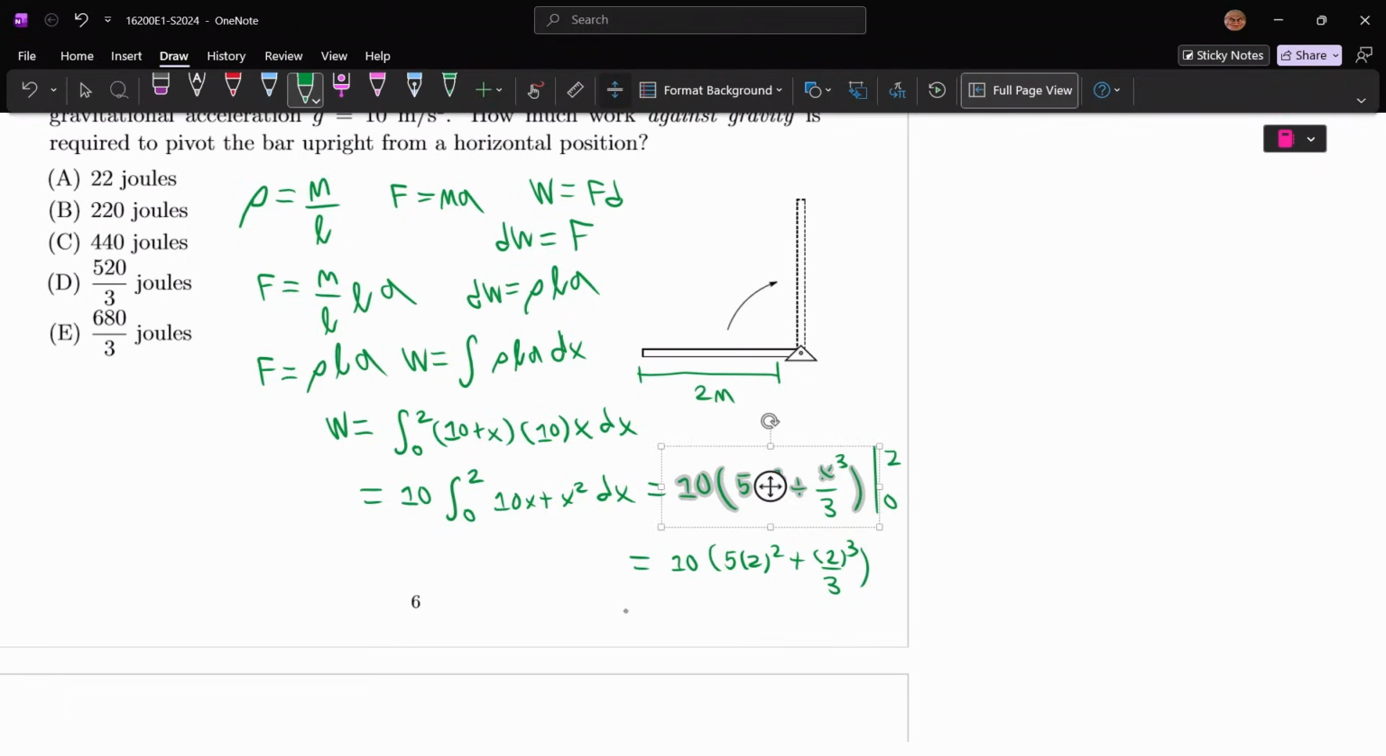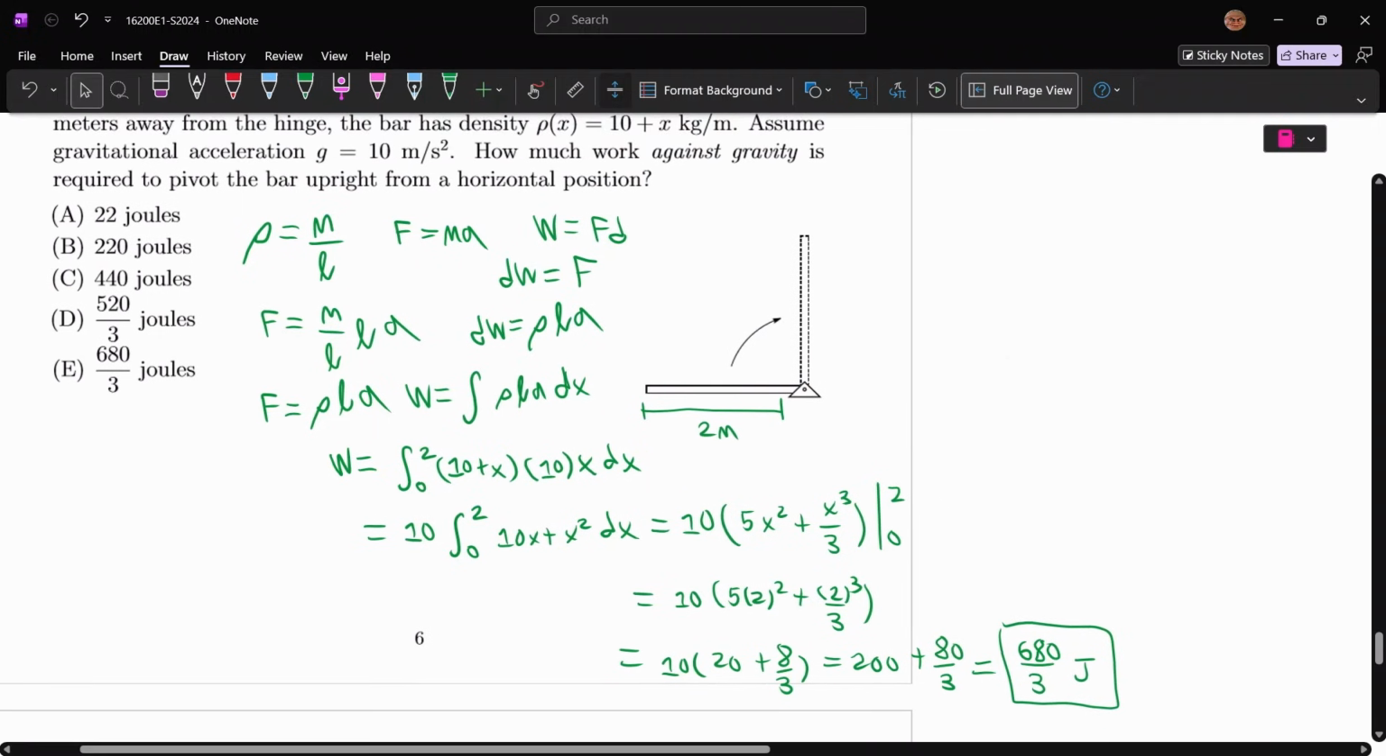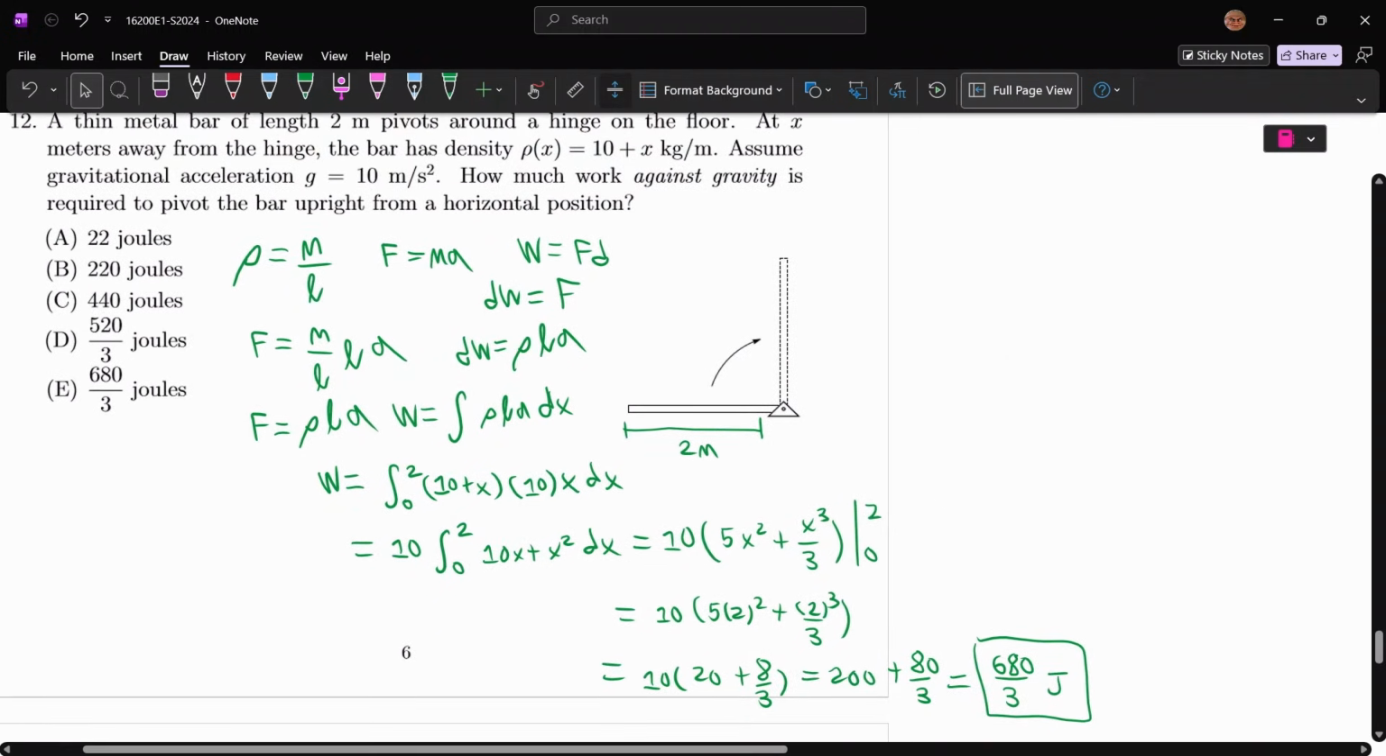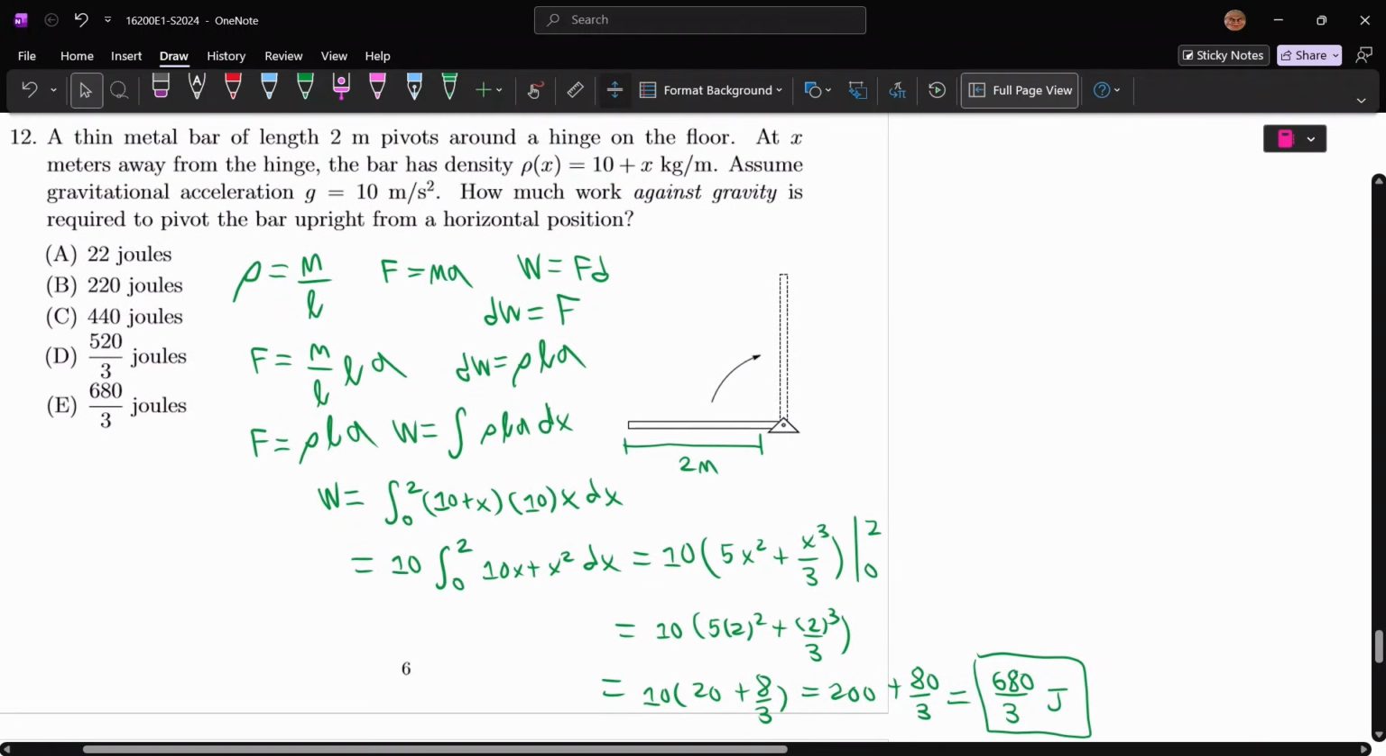And so then this is going to become 10 times 20 plus 8 over 3, which is going to equal 200 plus 80 over 3, which is ultimately going to equal 680 over 3 joules. And so matching that up with our answer choices, the work for this question is going to be equal to E.